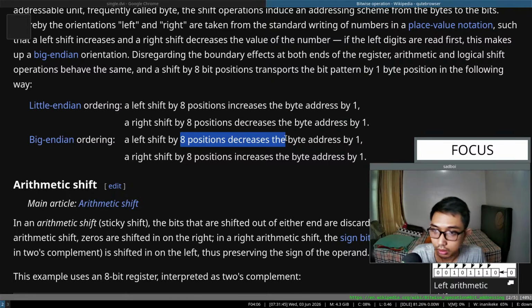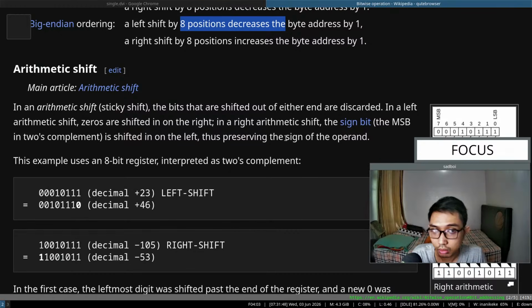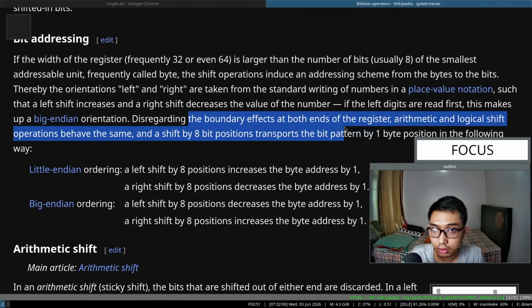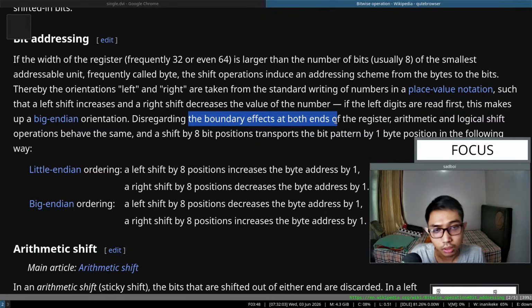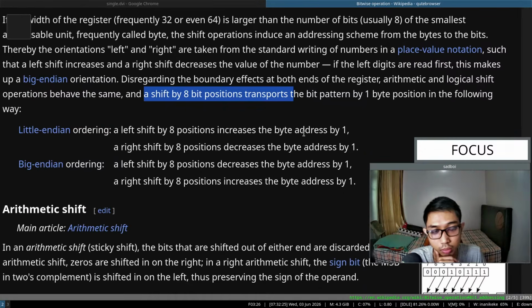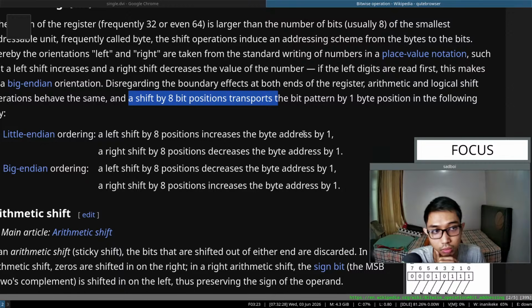Okay. Disregarding the boundary effect at both ends of the register, arithmetic and logical shift operations behave the same, and a shift by 8-bit positions transports the bit pattern by 1 byte position in the following way.